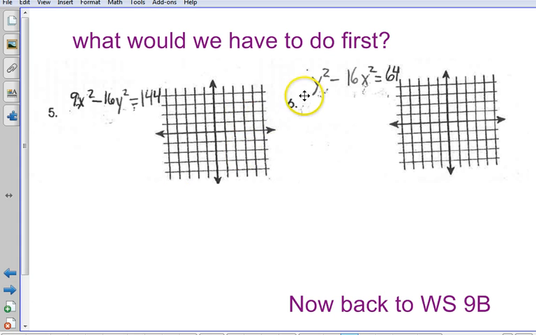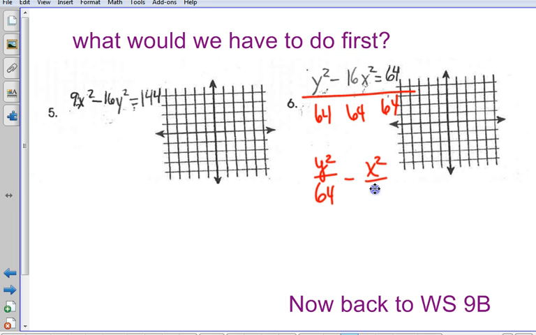Divide everything, okay? So like on this one, you divide everything by 64. So you'd have y squared over 64 minus 16 goes into 64 4 times. And then you could graph it. Are we better? Everybody remembers those? Okay.